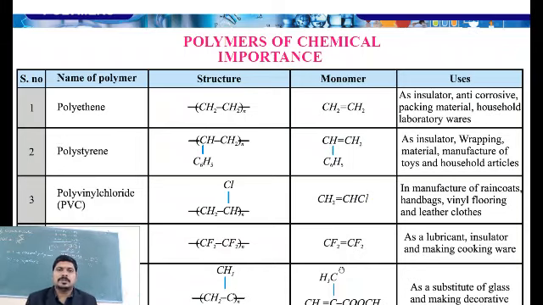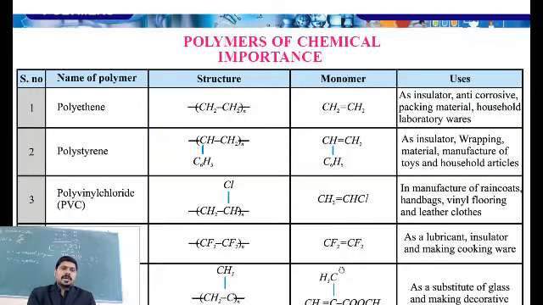Okay, first we'll see polythene, the name of the polymer, and what the structure of polythene will be. It is going to have (CH2)n. That is an addition polymer, and the monomer is the ethylene molecule, isn't it? We are going to use it as an insulator, anti-corrosive, packing material, household and laboratory waste. I think everyone will memorize this, no other option for us.